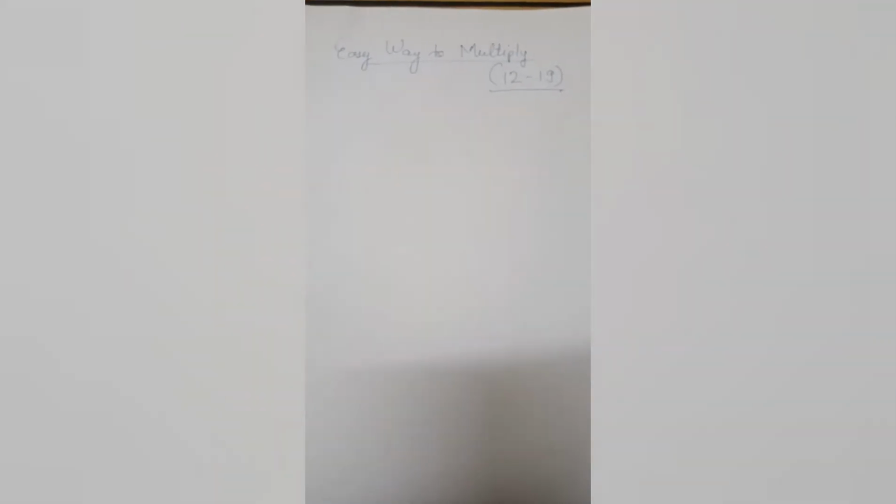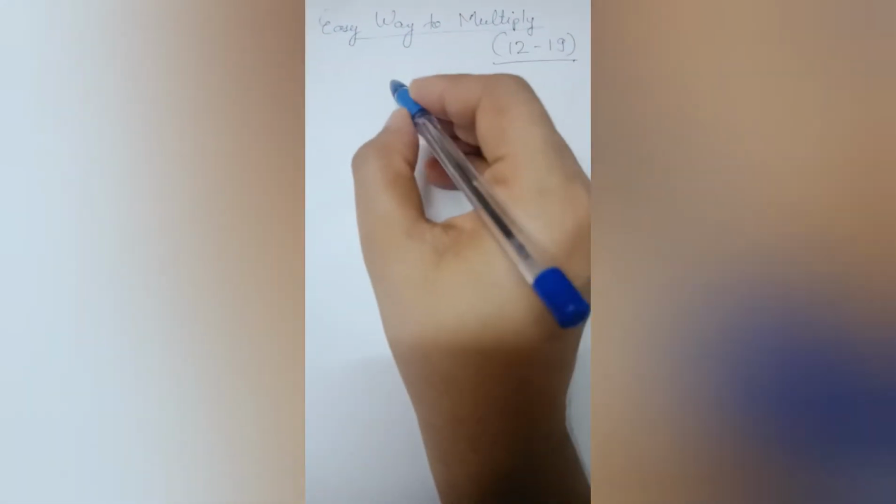Hi friends, today we are going to learn an easy way to multiply with 12 to 19. In the previous videos we have done how to multiply with 11. So in this video we are going to learn how to multiply with 12 to 19. For example, I have taken a random number.